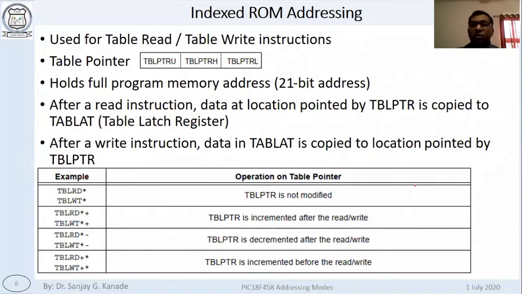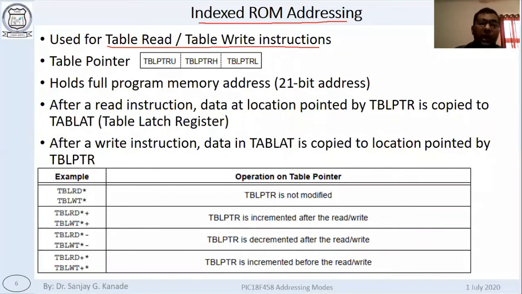The fourth addressing mode is the indexed ROM addressing. Indexed ROM addressing is basically for reading or writing into the ROM. What do I mean by ROM? ROM is the program memory. You remember that, right? We have program memory, and that also we can manipulate through the program itself. Basically it is considered as table read and table write instructions.